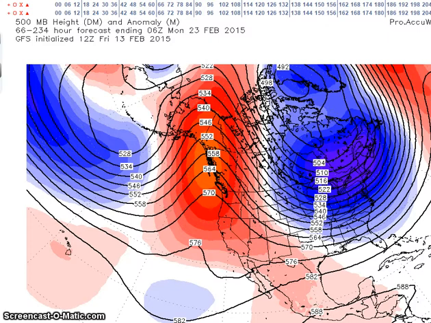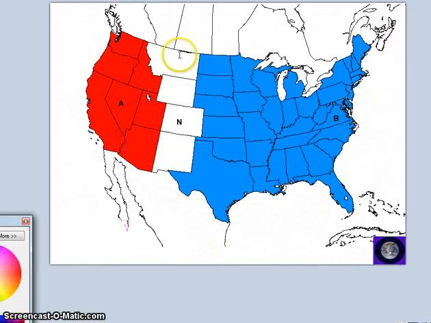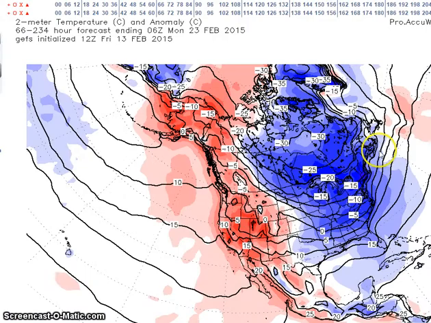During this period, I am forecasting above normal temperatures here, below normal temperatures for this region, and temperature anomalies for this period are forecast to be about 10 to 15 degrees above normal in the west, and about 10 to 15 degrees below normal in the east. And again, the models are in pretty good agreement on this scenario.